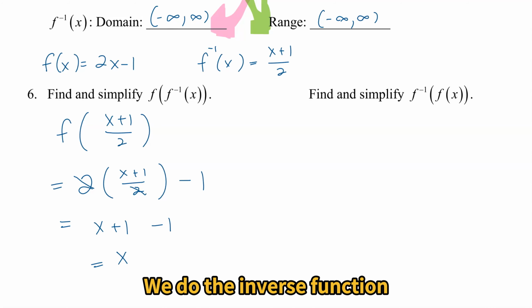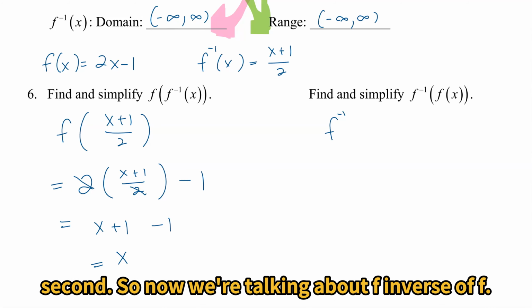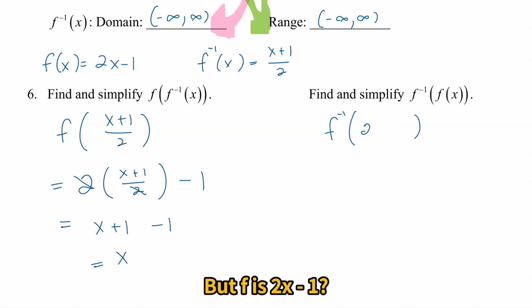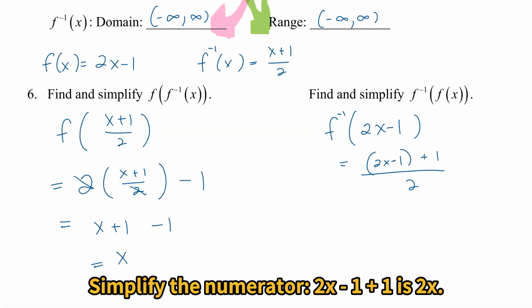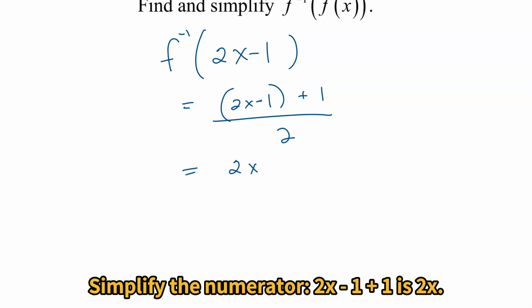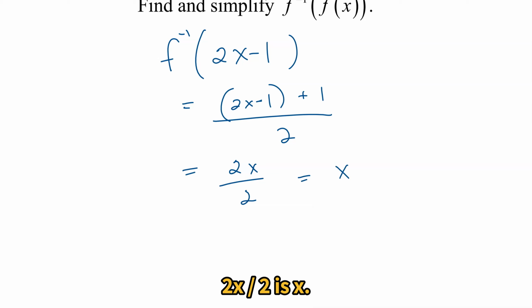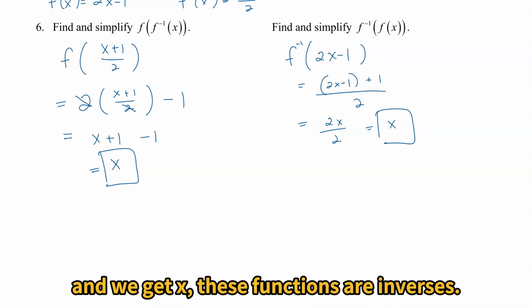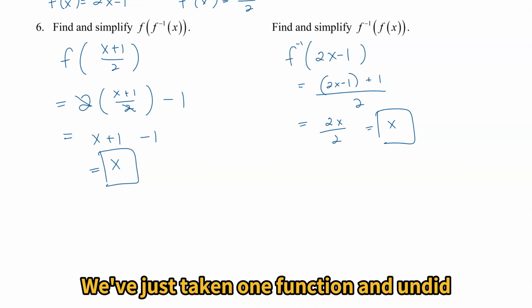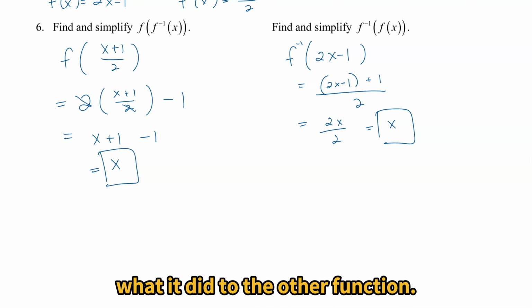What happens if we swap the order? We do the inverse function second. So now we're talking about f inverse of f, but f is 2x minus 1, and f inverse is (x plus 1) divided by 2. Inside the parentheses, 2x minus 1. We'll drop that down. Simplify the numerator. 2x minus 1 plus 1 is 2x. 2x divided by 2 is x. If we compose two functions together and we get x, these functions are inverses. We've just taken one function and undone what it did to the other function.